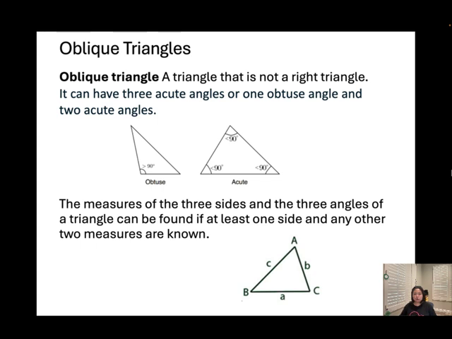The measures of the three sides and the three angles of a triangle can be found if at least one side and any other two measures are known. In these sessions, we would like to solve this triangle. We want to find all the angles, angle A, angle B, and angle C, and also the sides, side a, side b, and side c. So if we have three pieces of information, then we should be able to solve this triangle. Let's look at the cases.